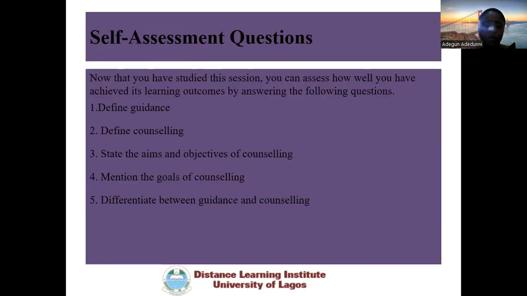Now, when we started this lecture, I told you that there are some learning objectives we expect you to achieve at the end of the lecture. At the end of this interactive session, first, you should be able to define guidance. Second, define counseling. Thirdly, state the aims and objectives of counseling, mention the goals of counseling, and then differentiate between guidance and counseling. These two words are related, but they are quite different.